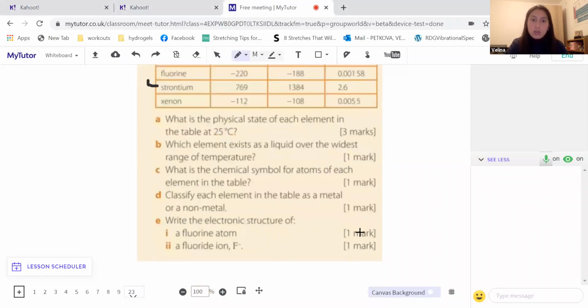So write the electronic structure of a fluorine atom. Either we can draw it out or we can do the one with the numbers. So we're going to go for the one with the numbers. How do you know when an element is a metal and when not? Because of the staircase thing. So yeah, cesium and strontium. One side of the periodic table are metals, one side are non-metals, but I'll show you quickly at the end. Yeah, brilliant. So the electronic structure is going to be 2,7: 2 in its first shell, 7 in its second shell. And what's going to be the electronic structure of a fluoride ion?